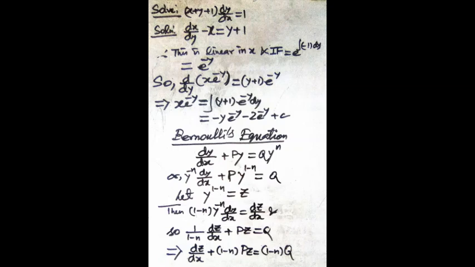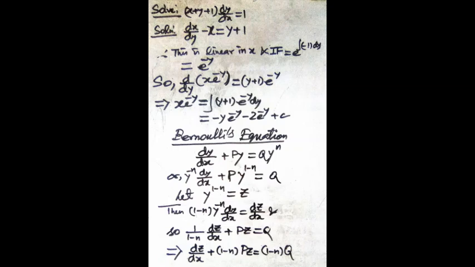Then after integration we can find the solution as x e to the power minus y equals to integration of y plus 1 times e to the power minus y dy, and easily we can find the solution of this equation, of this linear equation.